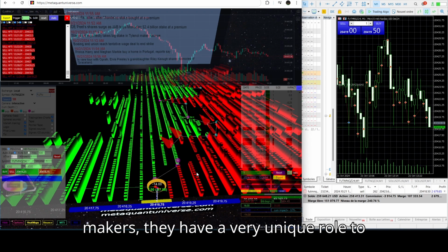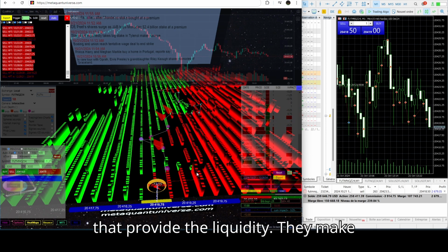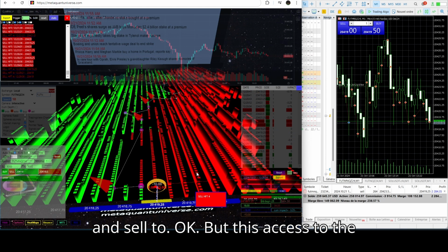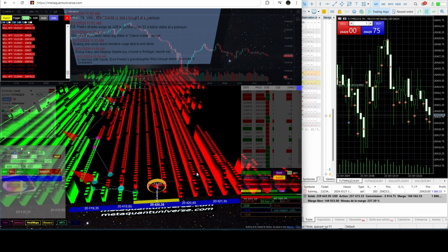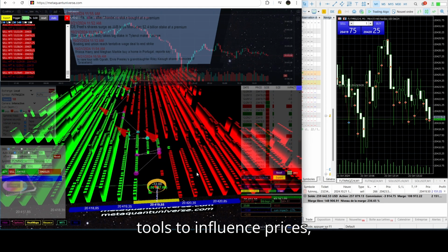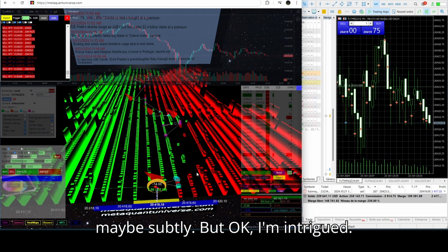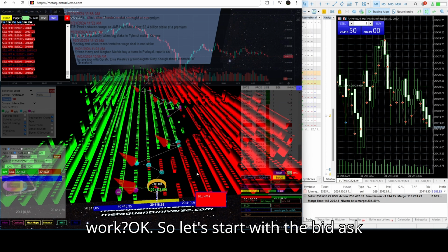Okay. So market makers, they have a very unique role to play. They're the ones that provide the liquidity. They make sure there's always somebody to buy from and sell to. But this access to the order book, the heart of the market, also gives them the tools to influence prices. Maybe subtly. Okay, I'm intrigued. So break it down for me. How does this order book manipulation actually work?